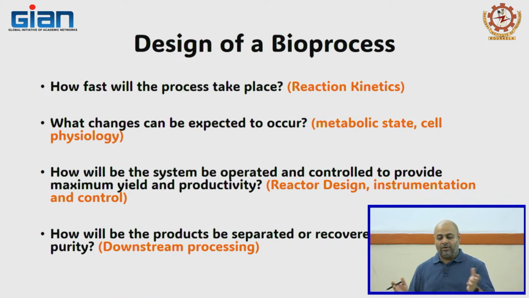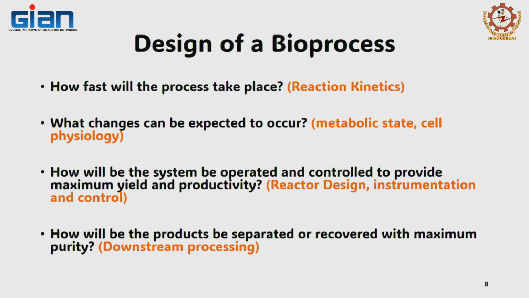So, design of a bioprocess depends on a couple of things. The most important would be how fast will the process take place. So, the reaction kinetics. What changes can be expected to occur, like what would be the metabolic state, what would be the cell physiology that would be reached, and how will the system be operated and controlled to provide the maximum yield and productivity. So, what sort of design of reactor we are going to use and what sort of instrumentation and control we are going to have.